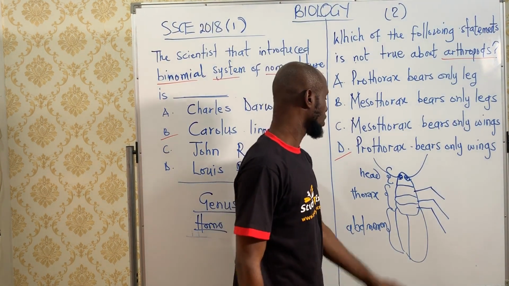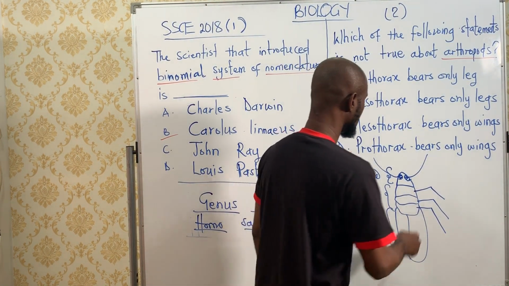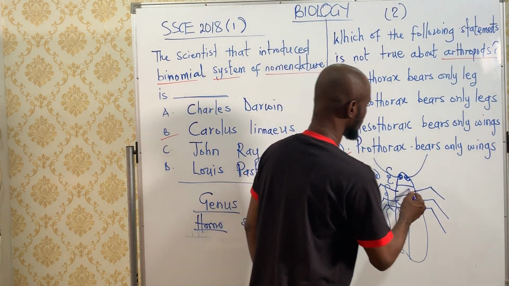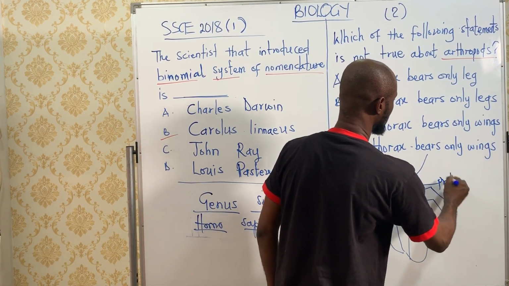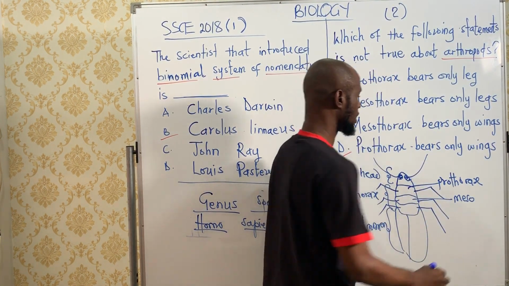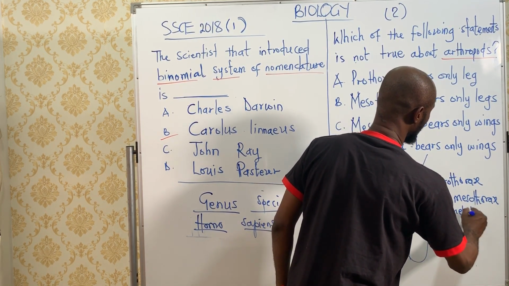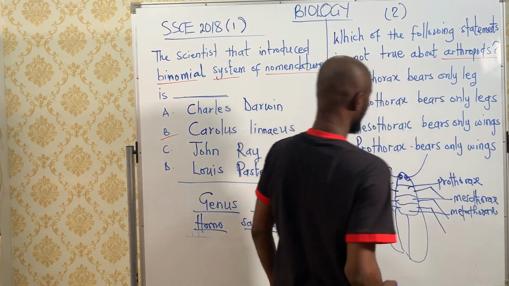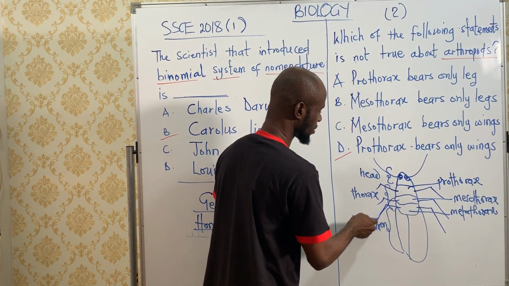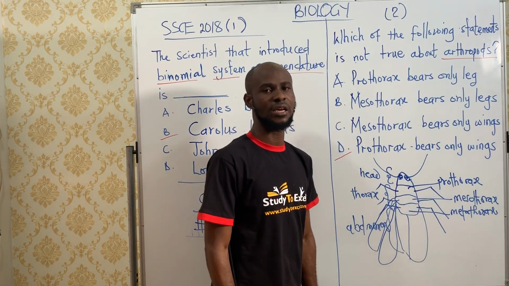For example, you have the cockroach. Each segment of the thorax has a pair of legs. The first segment is called the prothorax. The next segment, the middle, is called the mesothorax. Meso is always the middle, don't forget that. The last segment is called the metathorax. The first segment has only legs, while the middle and the last segment have the wings.